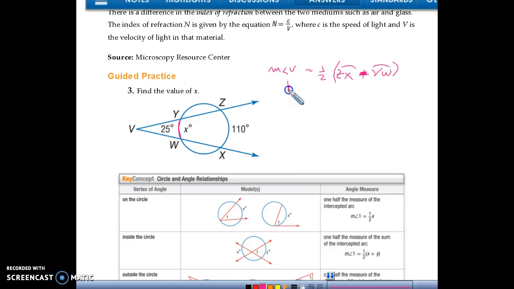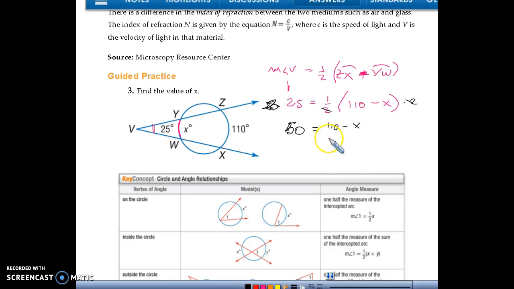So the measure of V that I'm going to substitute is going to be what? 25. 25 is going to be 1/2 of the measure of ZX, that is 110, minus the measure of arc YW, that is x in this case. To solve for x, I'm going to multiply both sides by 2. So these 2 times 25, these two go away. I have 2 times 25 is 50. 50 equals 110 minus x.